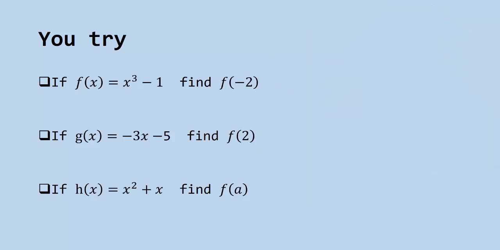Let's begin with the first one, x cubed minus 1. So wherever I see the x, I'm going to place a parenthesis to remind myself that is what needs to be replaced with what's next to the letter f. In this case, it's negative 2. So I simply plug in negative 2 inside the parenthesis and do the arithmetic. So negative 2 cubed is negative 8 minus 1. So my final answer in this particular example is negative 9.